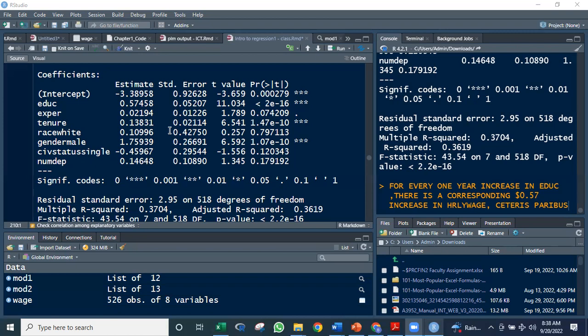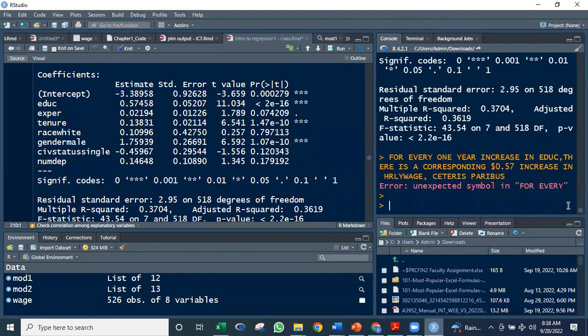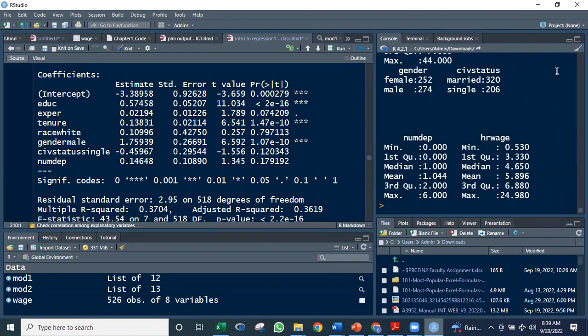Okay? All right. Next. Itong race white na to, ano to? Bakit siya may race tapos white? Tapos gender male tapos civil status single. Bakit naka-attach yung mga levels? Sandali, tingnan natin yung summary ni wage. Balikan natin si summary ni wage.